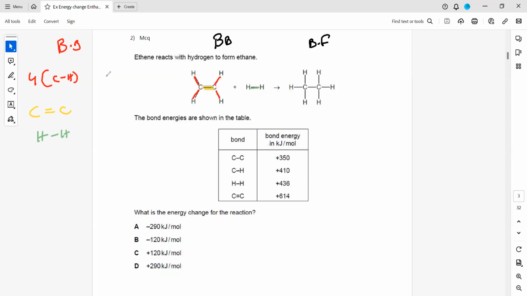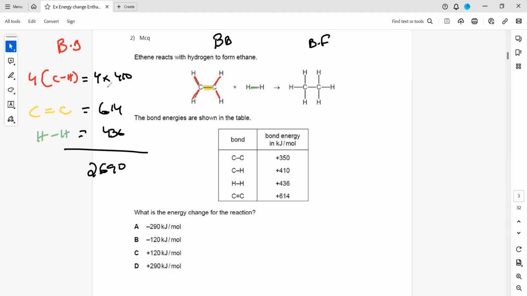So this will be 4 multiplied by the carbon hydrogen bond energy, 410. The carbon carbon double bond is 614, and the hydrogen hydrogen bond energy is 436. What's the sum here? So 2690. This is the bond breaking side. So the reactant side is bond breaking.